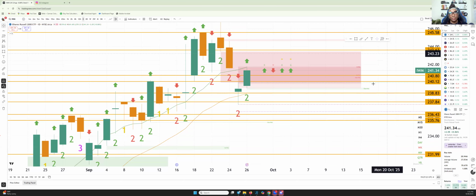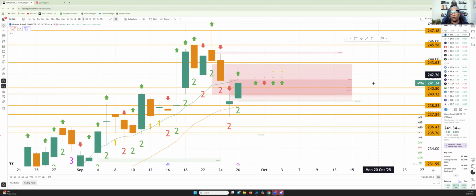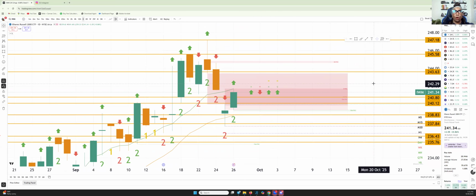3-1-2 reversal. 3-2 reversal. We got a few different things inside of our Telegram that you can look at for our reversals. So, how do I use this for IWM? Now, what I like about IWM is IWM does not close trading until 4:15.